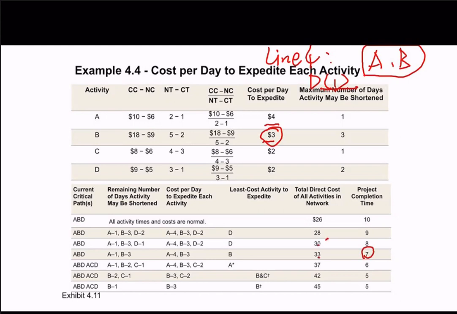So the total time will be 7 days, and we have 30 plus 3, because if you want to reduce 1 day for B, the total direct cost will increase $3 for B, so it will be 30 plus 3, 33. And if we move to the 9, 5 here, all of A, B, C, D are on the critical path, because ABD and ACD, the paths have the same time. So ABCD are on the critical path.